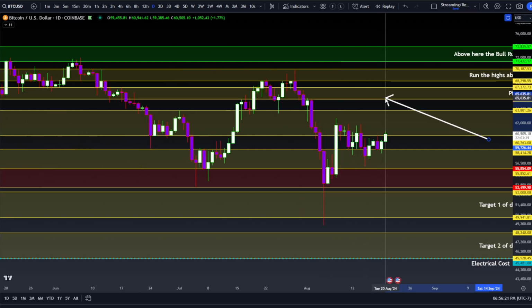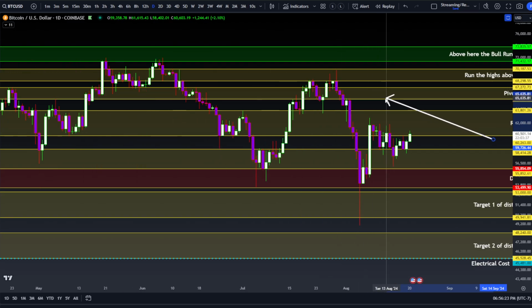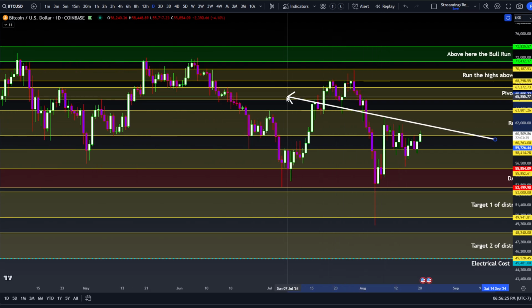And again, I've pointed this out a lot. The 65.5 is just above the first wick high that came in 2021 before it put in the actual all-time high at 69. $65,000 was the first wick high in 2021. So that is going to be a key level in and around that area.